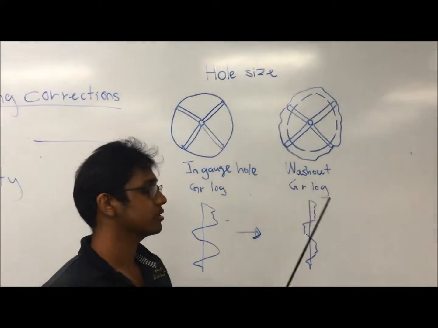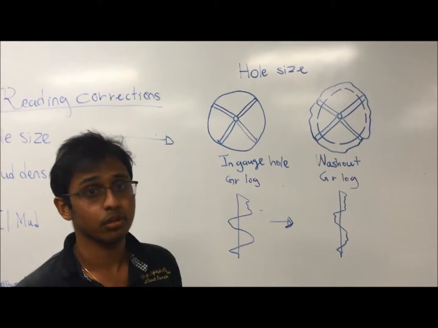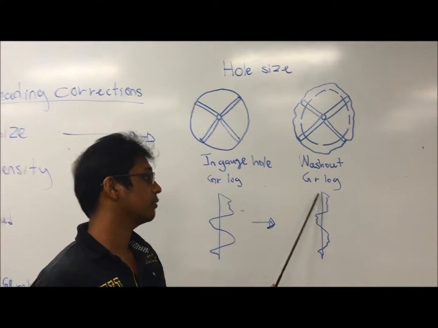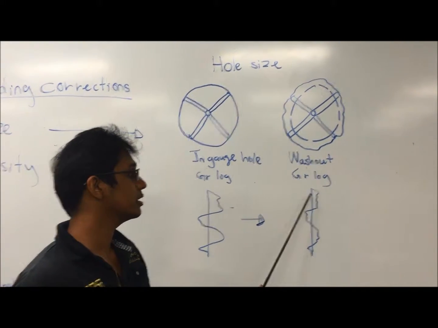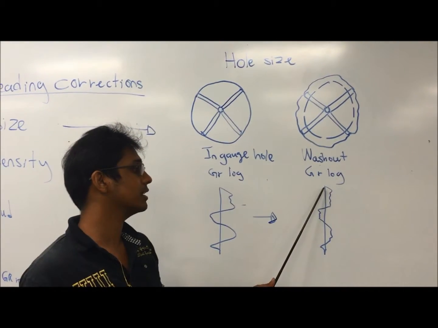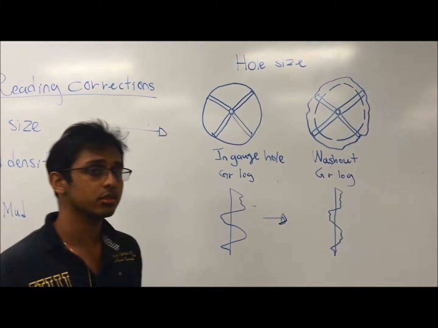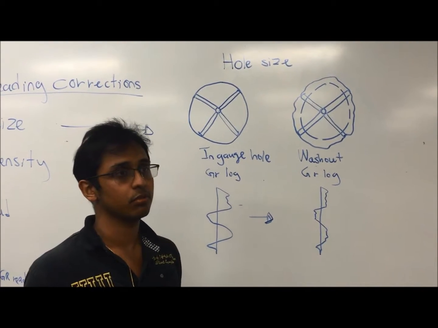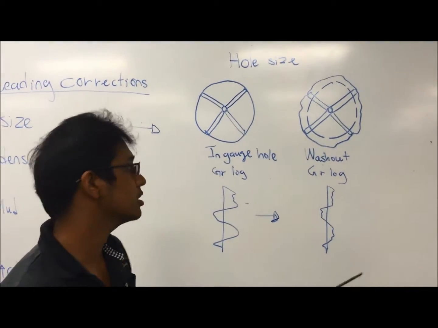But in a washout situation, especially if we do not know where the washout is, we won't be looking forward to wherever the GR log is changed. So we assume, from this condition, that there's less shale and there's less sandstone there. But what we do not know is that this is because of the washout. That has washed out the shale and the sandstone in that formation.